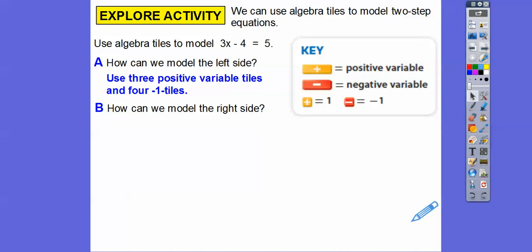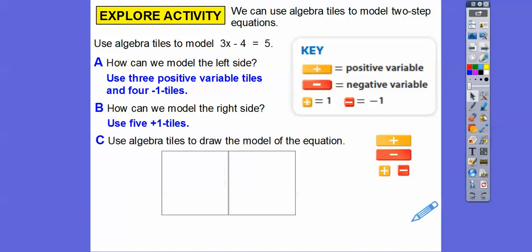How can we model the right side? Okay, so this one is just 5, so we'll model that by using 5 of these plus 1 tiles right here. Okay, so here's a mat. They call this a mat, these two equal squares right next to each other with a line down the middle. So use algebra tiles to draw the model of the equation.